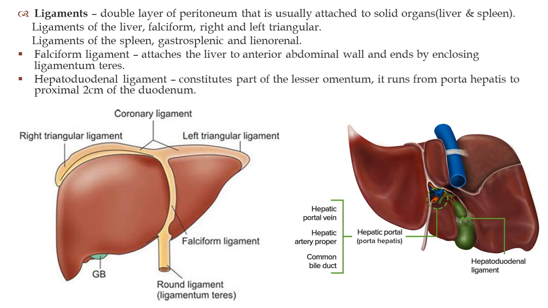Falciform ligament. It attaches the liver to the anterior abdominal wall and ends by enclosing the ligamentum teres. Hepatoduodenal ligament. It constitutes part of the lesser omentum. It runs from the porta hepatis to the proximal 2 centimeters of the duodenum.